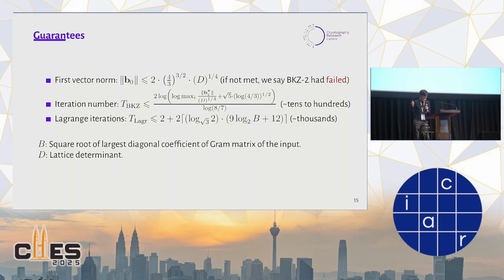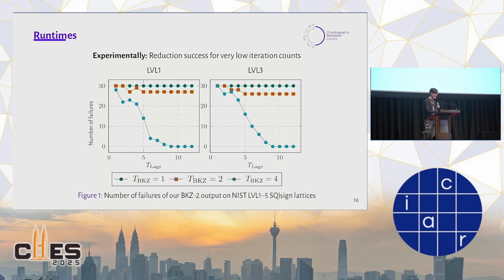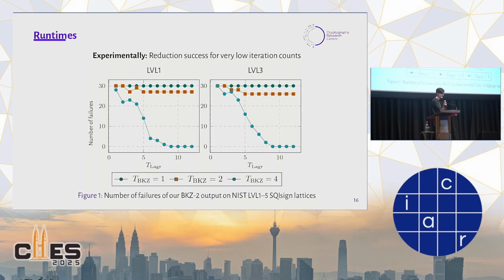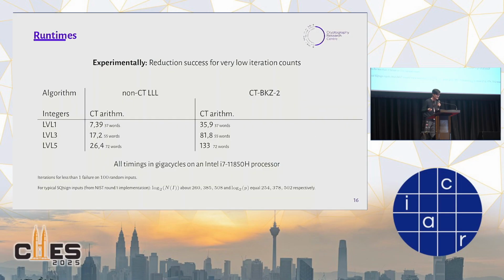But the mathematics says that the number of BKZ tours is tens to hundreds, and Lagrange iterations are thousands. That's an enormous number. However, in practice, as can be seen from the slide, we don't need that many iterations. Looking at the blue line, which corresponds to the number of BKZ tours equal to 4, at around 10 Lagrange iterations, we may ensure that our algorithm does not fail. And by failure, I mean not getting the first vector within the prescribed bound.